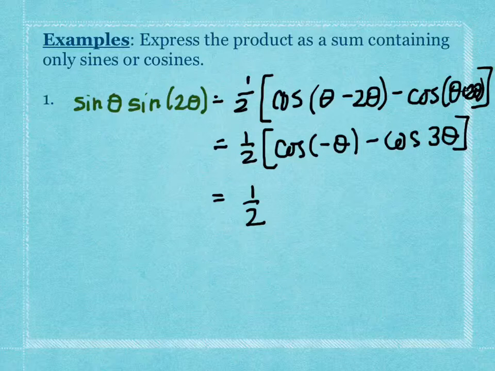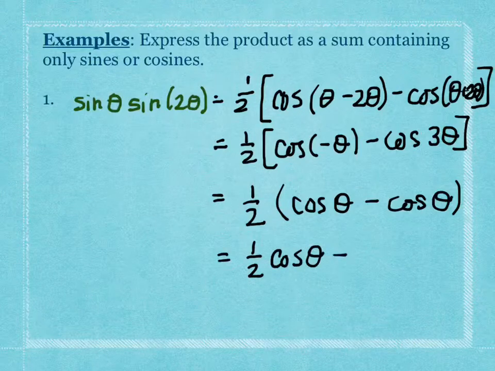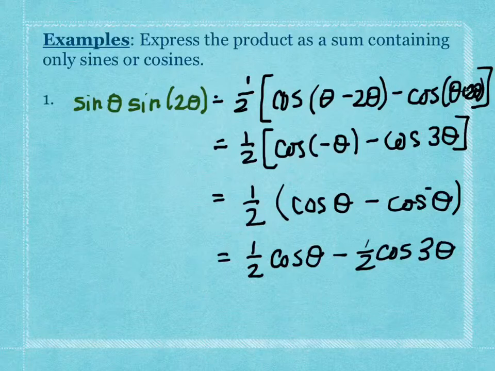And then what you'll remember is that the cosine of negative theta is the same thing as the cosine of theta. That is an even-odd identity that we have from, at this point it seems like way back when. And then we can distribute the 1/2 through to each term, and we can express this as 1/2 cosine theta minus 1/2 cosine of 3 theta. Sorry, I left the 3 out there. And we have done what we've been asked, which is to express the product as a sum, and this one's a difference, that's okay, containing only sines or cosines, and this one's cosines.